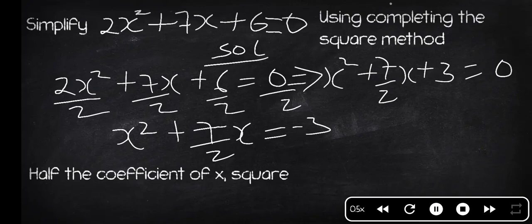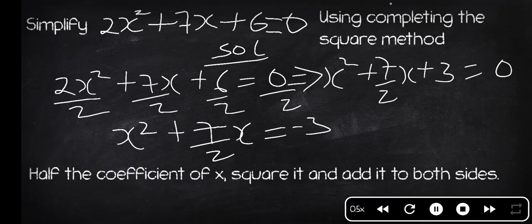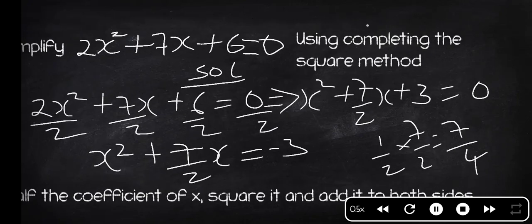So the next statement, you now write down half the coefficient of x, square it, and add it to both sides. Why are you doing this? You have to make only the x terms be on one side so they can easily factorize and simplify. Don't forget the coefficient of x is 7 over 2. So half of 7 over 2 is 1 over 2 times 7 over 2, giving us 7 over 4.